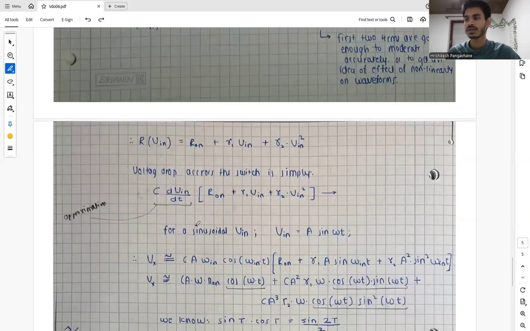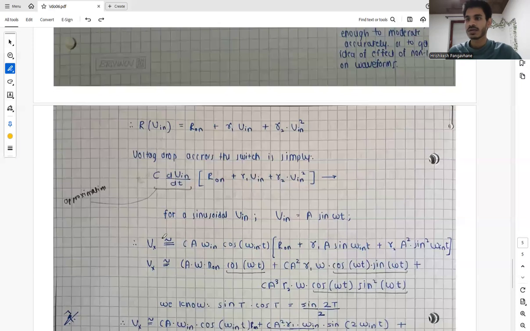For a sinusoidal V in, let's say V in is A sine omega t. Then Vx will be nothing but C A omega n cos omega n t. This quantity is basically dV in by dt when V in is A sine omega t, and this C comes along like this over here. So this entity is nothing but the current times the resistor.